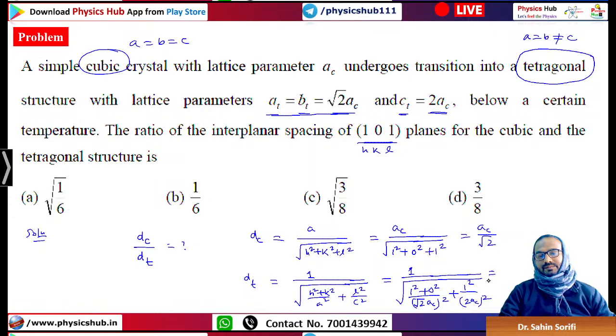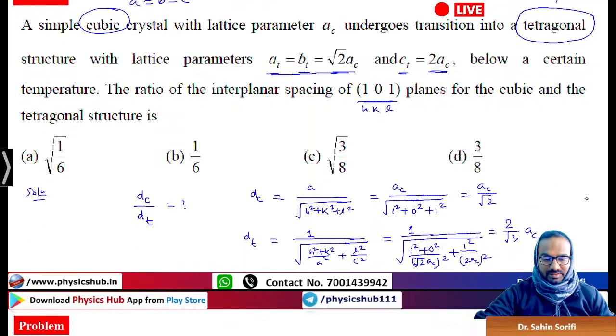So what are you getting? 1 by 2 a cubic square plus 1 by 4 a cubic square. 1 by 2 plus 1 by 4 is 3 by 4. So 2 by root 3, 2 by root 3 a cubic. Are you getting this?